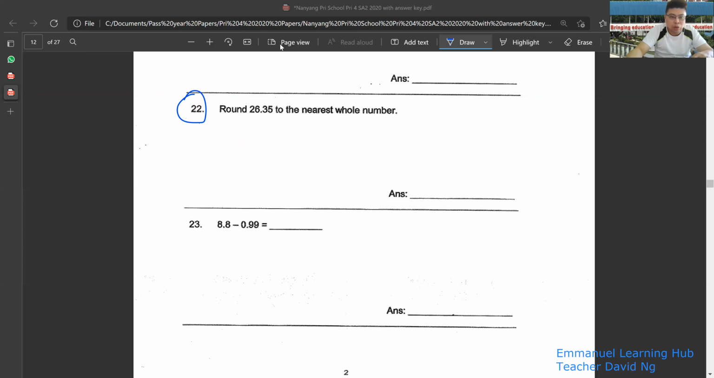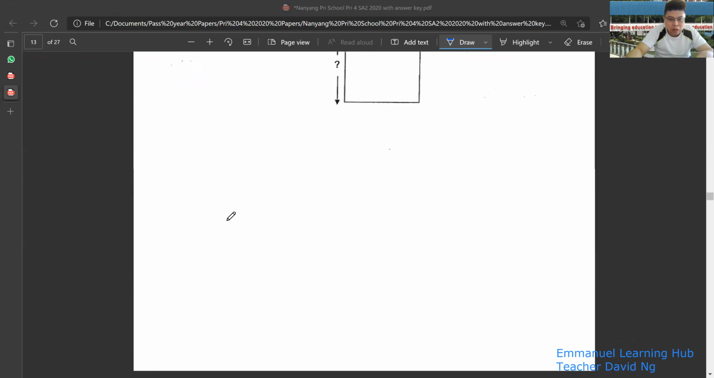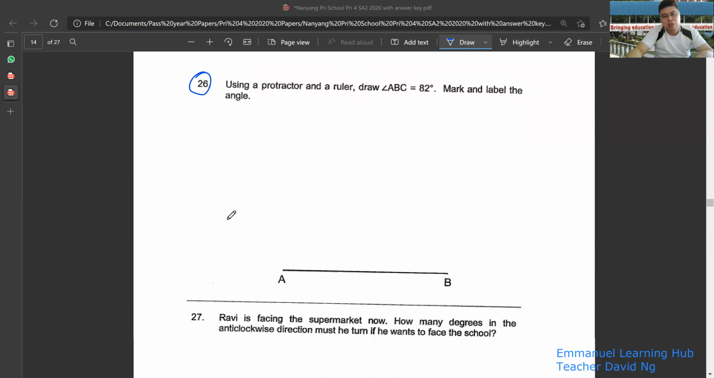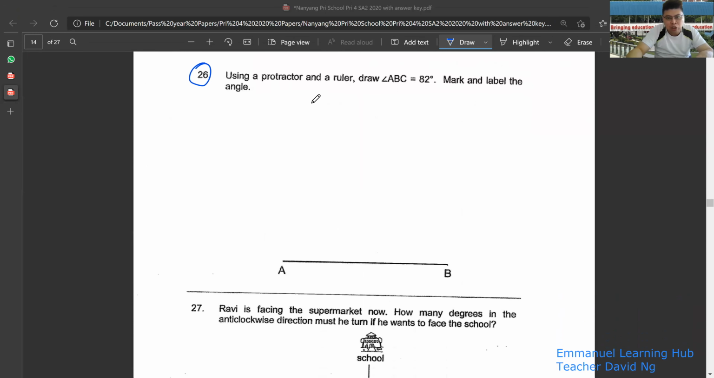Okay, question 26 is a question where you have to use a protractor and a ruler. You know how to use a protractor, right? So they say A, B, C. Your A and B is drawn for you. So your C would be somewhere here, right? Agree or not?